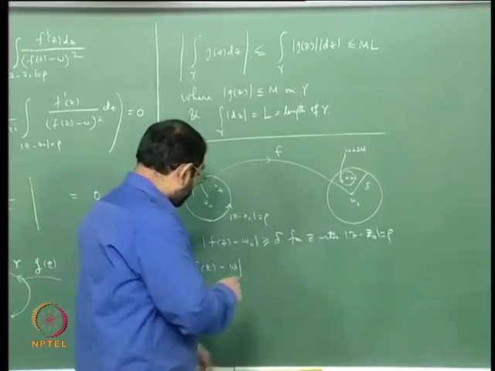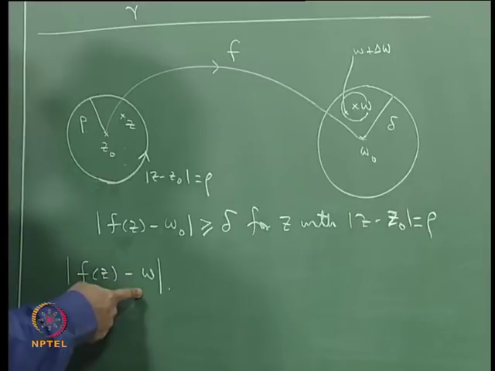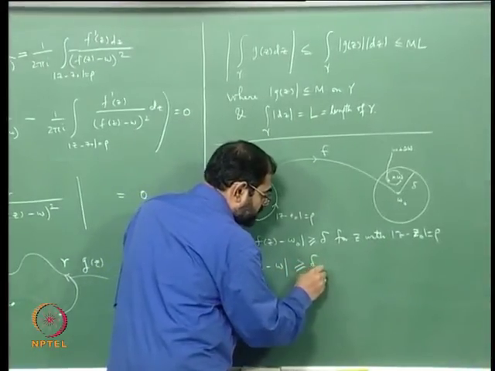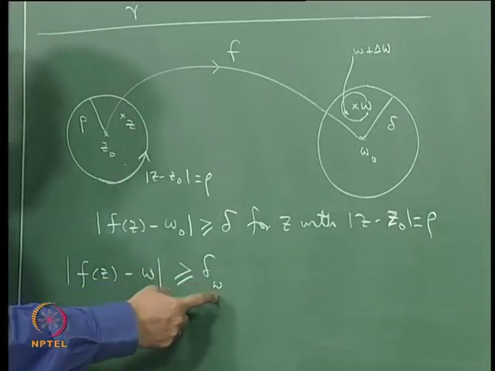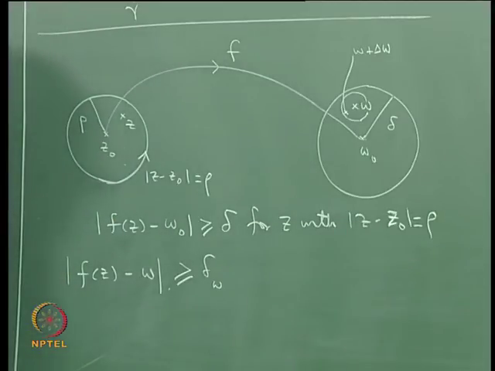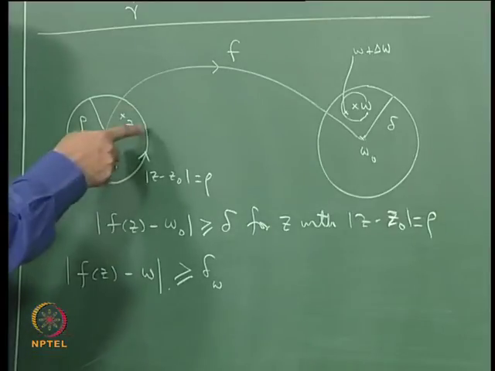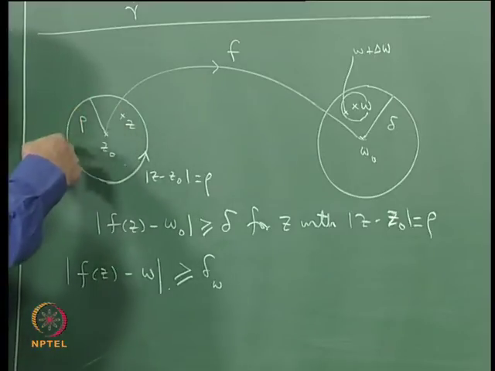and it's delta w that is changing. If I fix w, then I know mod f(z) minus w, on mod z minus z naught equal to rho, is also greater than or equal to a certain delta sub w, which for w equal to w naught gives me delta sub w naught, my delta. Because f(z) minus w doesn't vanish for z on the boundary. f(z) minus w will not vanish for z on the boundary.